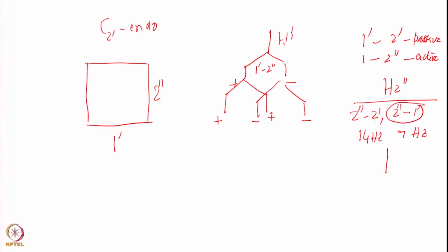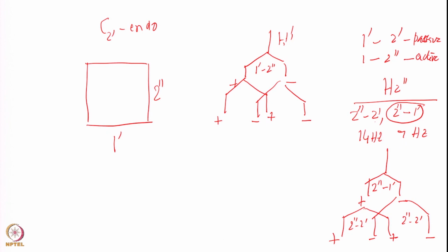So therefore, if I want to draw first the splitting due to the active coupling, this will be plus minus, and this will be of the order of 2, this is 2 double prime 1 prime coupling, and this will be further split into 2 because of the 2 double prime coupling. Therefore, this will be plus plus minus minus, this is 2 double prime 2 prime coupling. So this also will be plus minus plus minus.